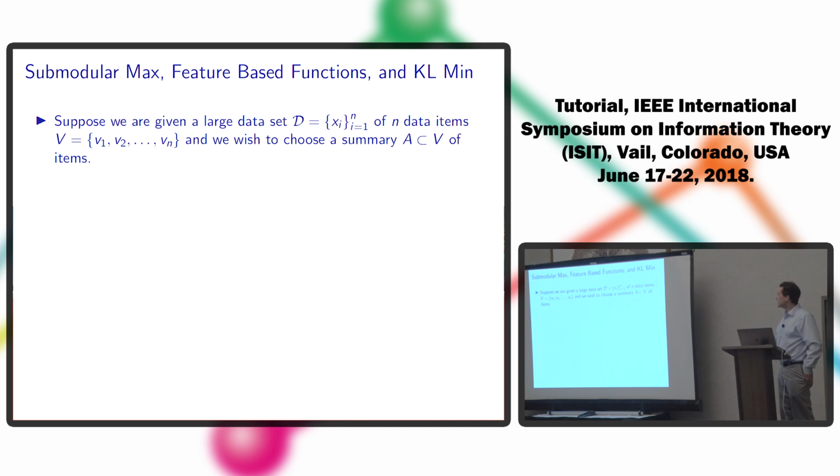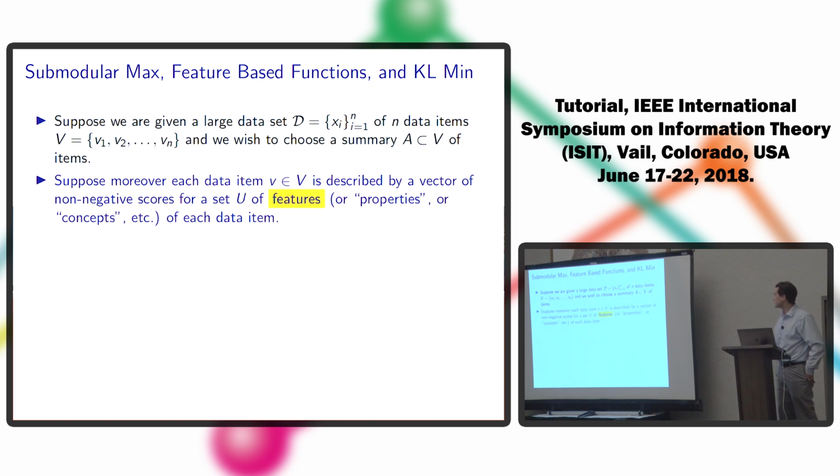Let's say we're given some large data set. You could think of the data set as a set of images or a set of videos or a set of training samples in a machine learning problem. And we want to choose a summary of the data items, using, say, submodular max. And let's say that each data item V is described by a vector of non-negative scores for a set U of features or properties or concepts of each data item.